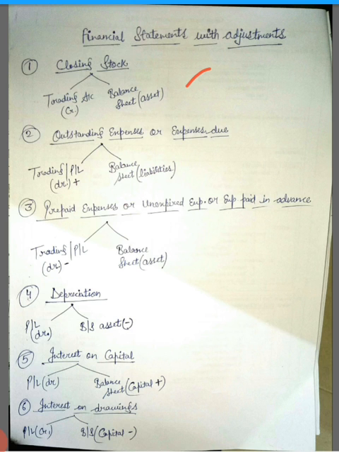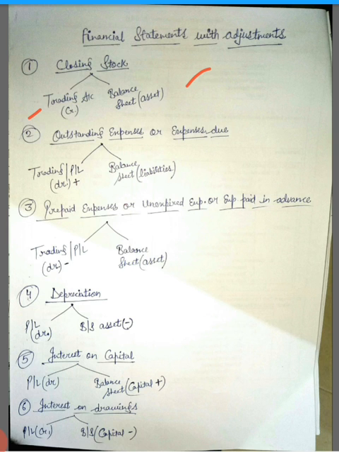So how will we record the closing stock? Its two effects are, first we will record it in the trading account on the credit side with the name by closing stock, and the second effect on the balance sheet on the asset side. Clear? Stock will be recorded on two sides, closing stock first in the trading account on the credit side and second in the balance sheet under the asset side.